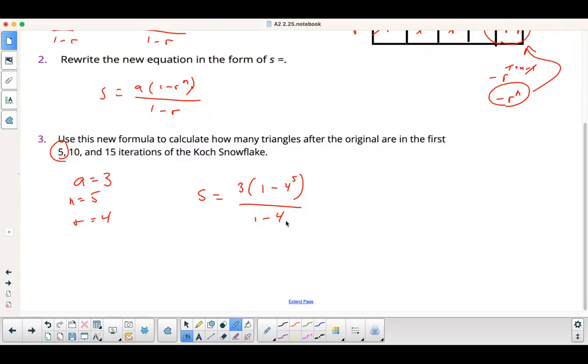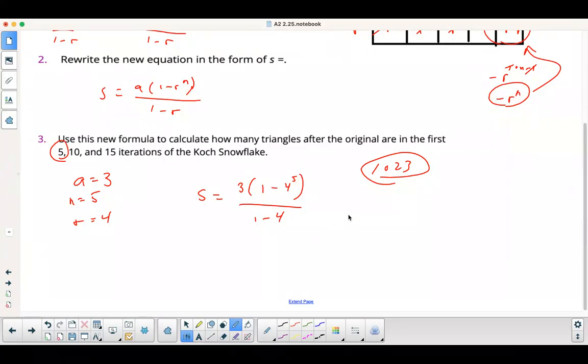And I get, what do I get here? Whoops, hold on, I typed it in wrong. There we go. You get 1,023. So that's how many triangles you've added total since the first step.